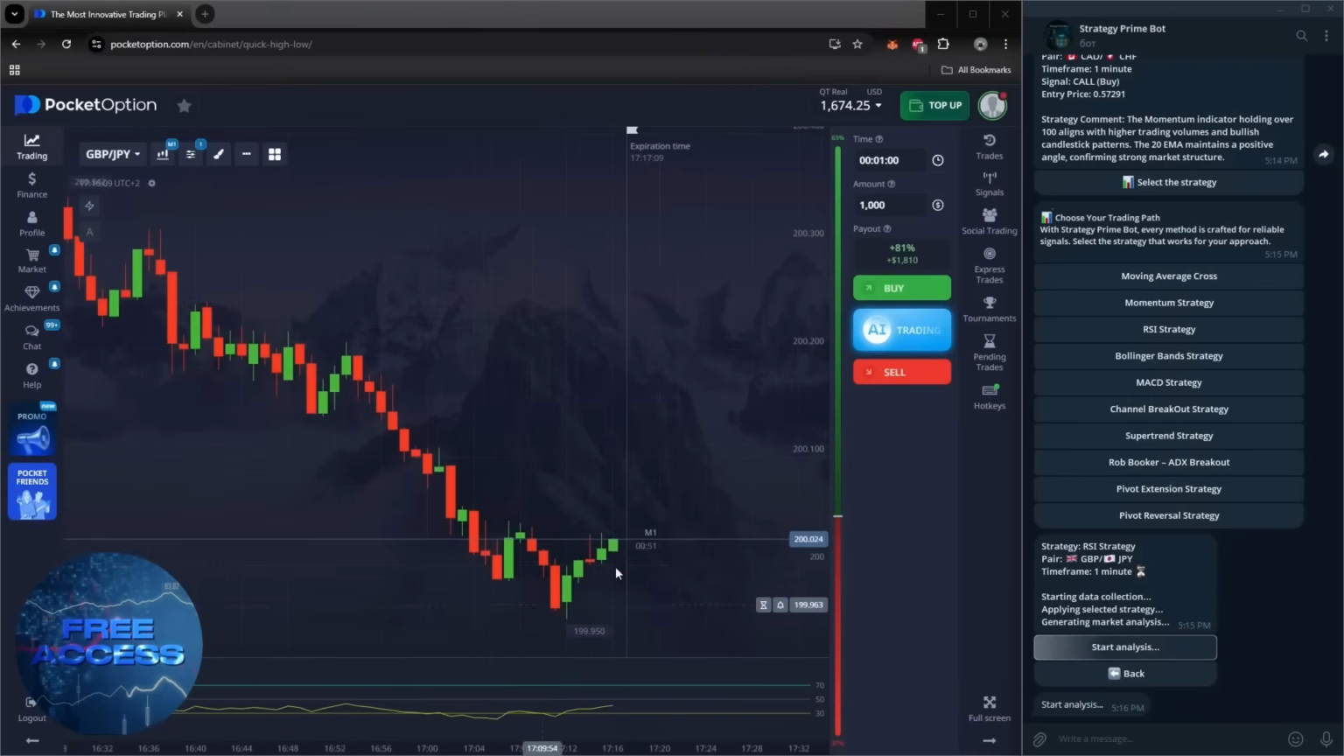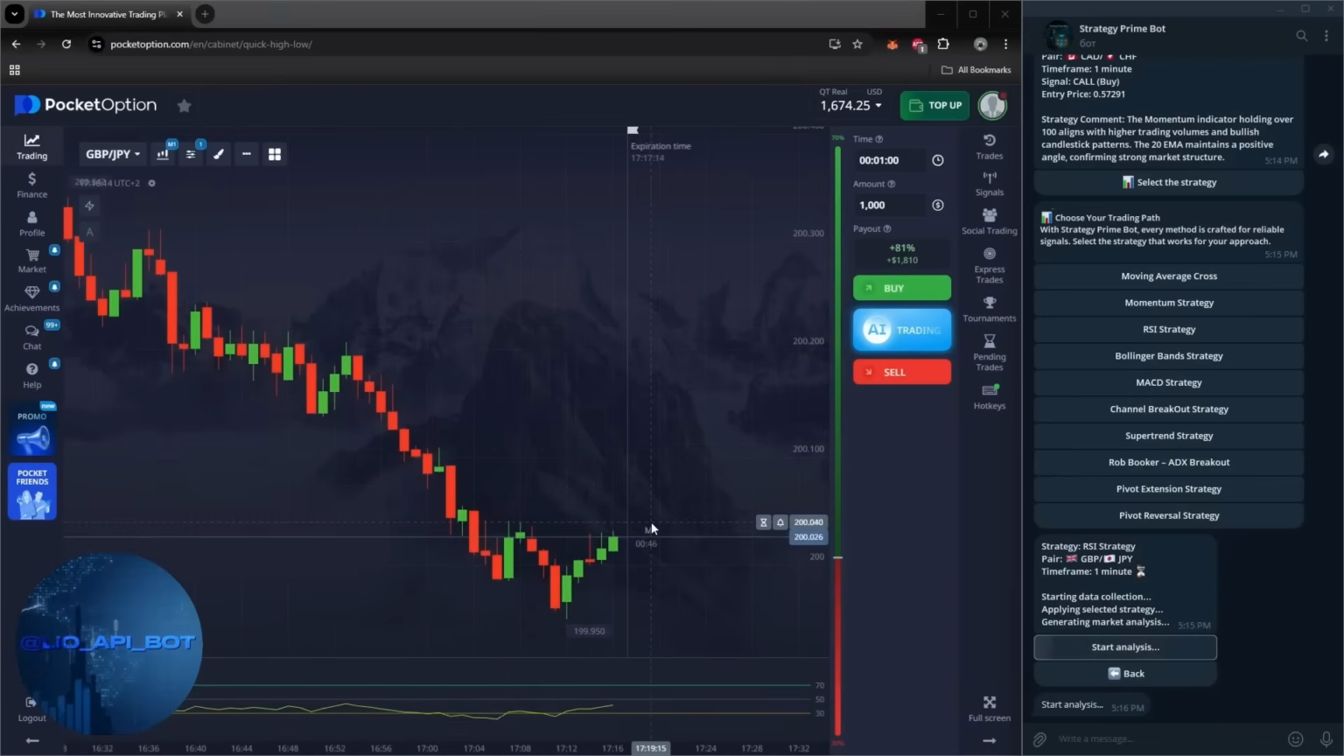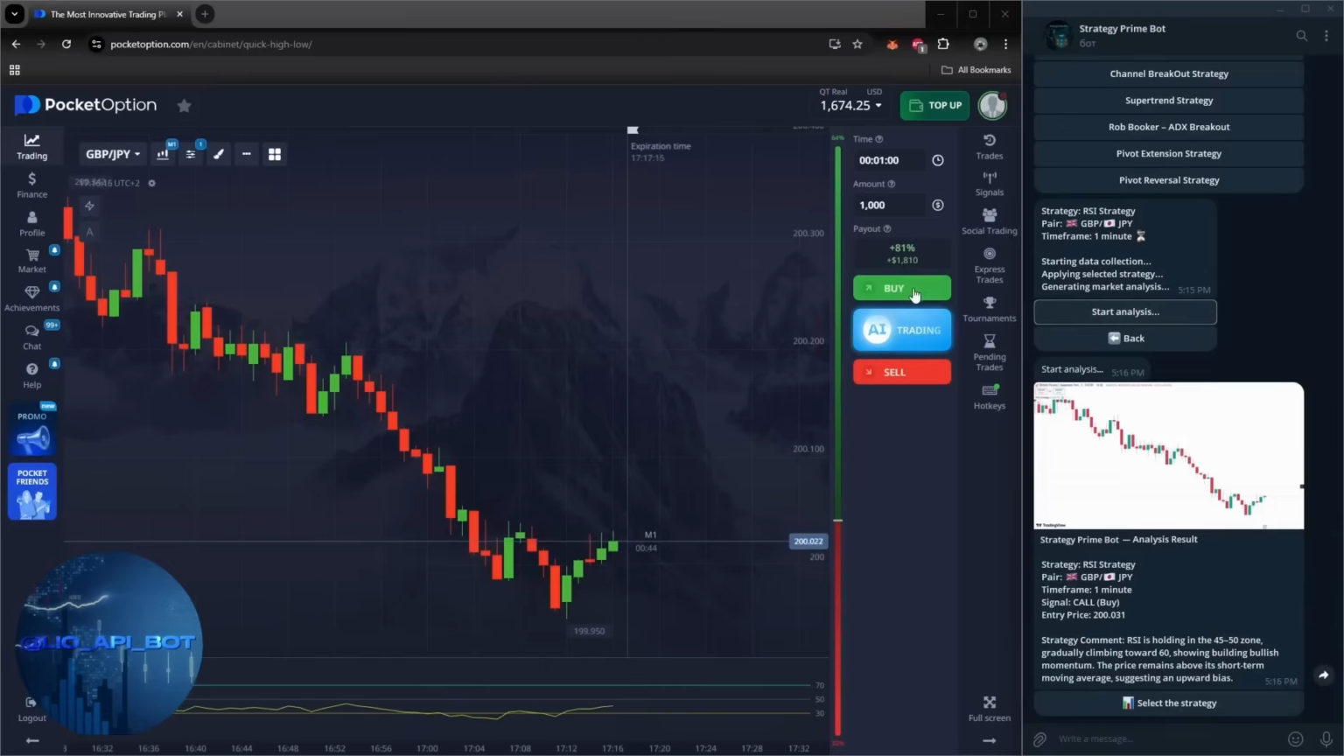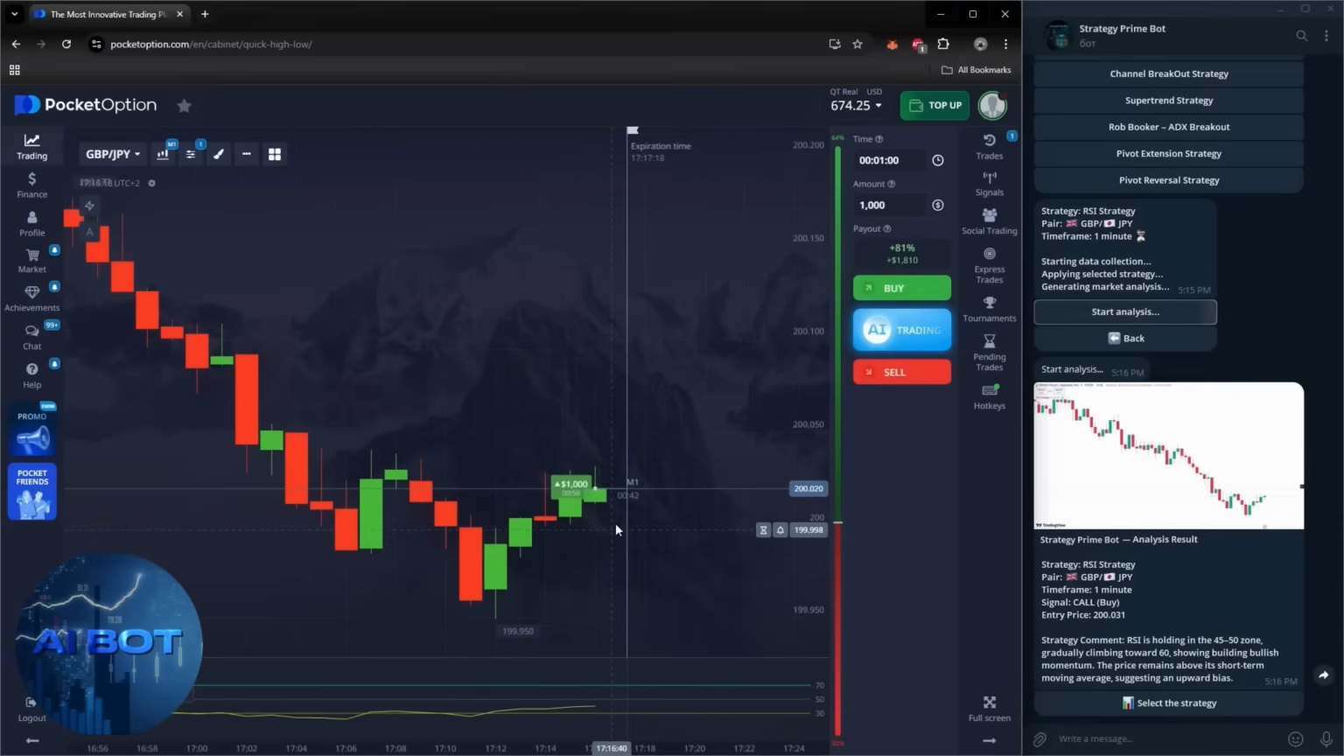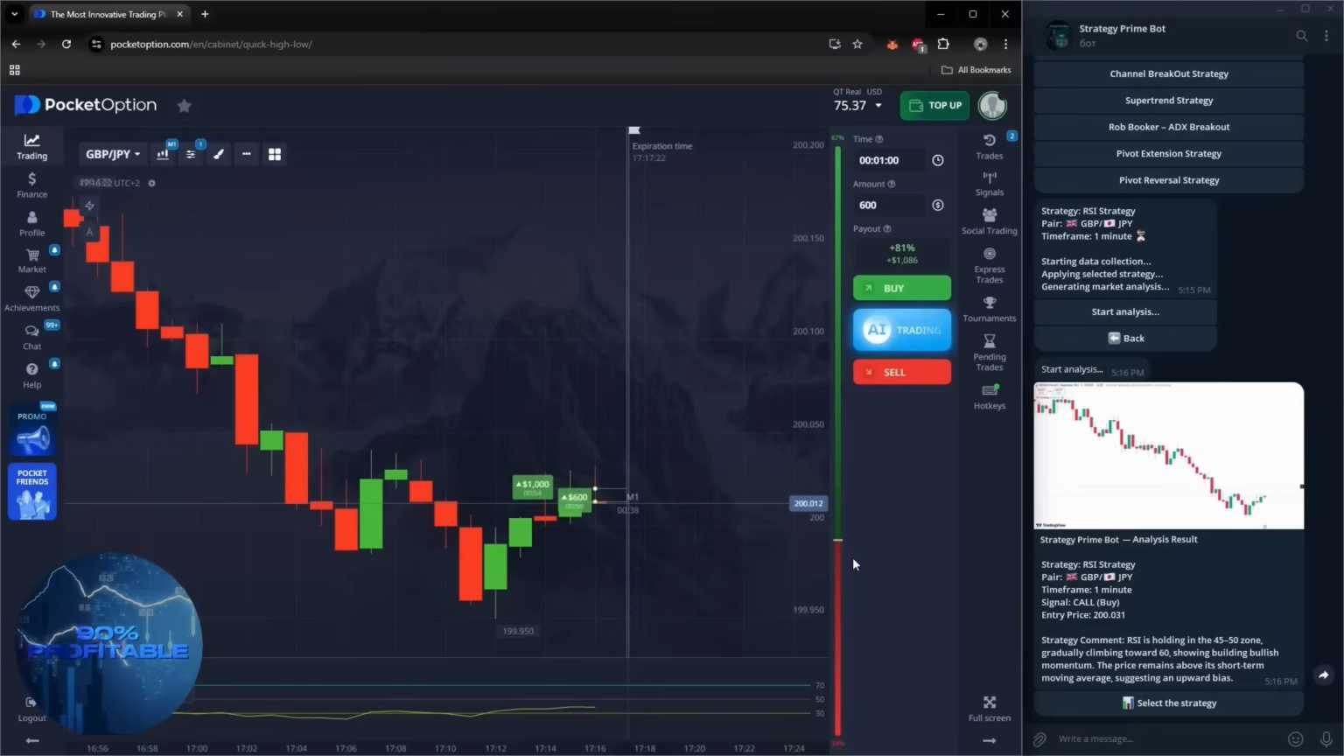Also pretty slow market here, but RSI is exiting 30 in the upwards direction, so I don't know. Let's see what the robot thinks. And I am behind that. I would also take a buy position here, and let's place another 600 on this trade.